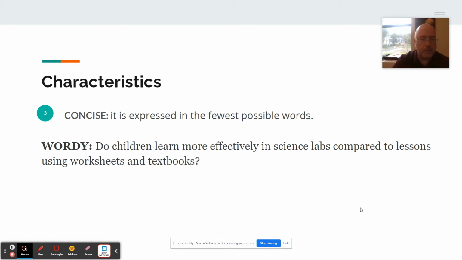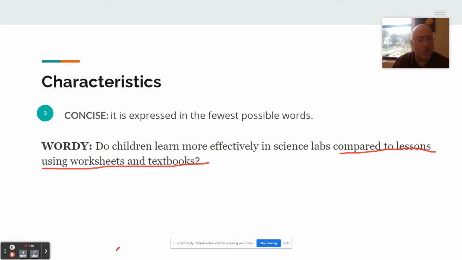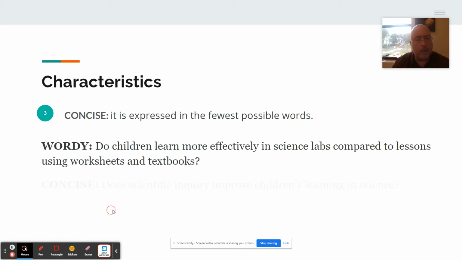The wordy version is, do children learn more effectively in science labs compared to lessons using worksheets and textbooks? Okay, there's a lot of words in there that I don't need. In comparison to, pretty much, if you want to know, this thing stops being interesting after this point, compared to using worksheets and textbooks. Useless information for me. Whereas, let me just clear this, right? I'll go back to this, and let's go back to this.